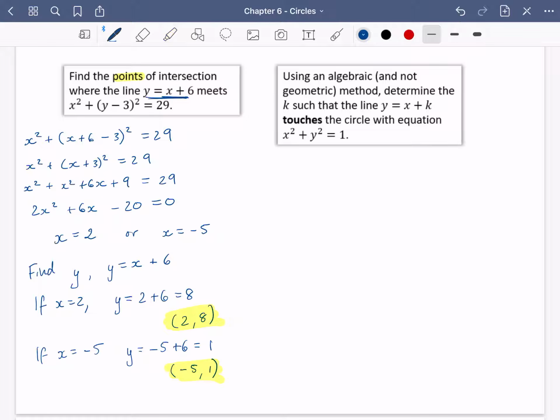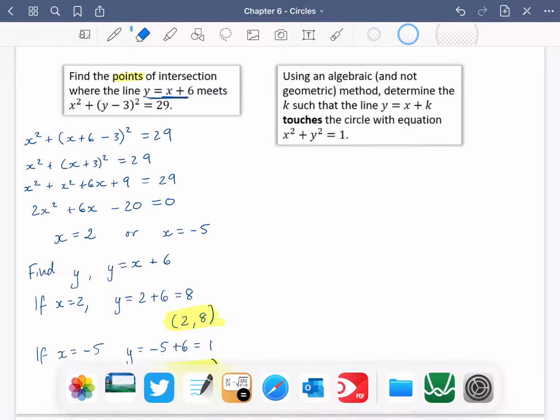I guess the only thing that I've seen people do badly in the past with this is they might say x equals 2, y equals 8, x equals minus 5, y equals 1. And it's not clear. Are these two together? Are these two together? So you've got to be really careful about the way that you give your answers, and you should give them as coordinates.